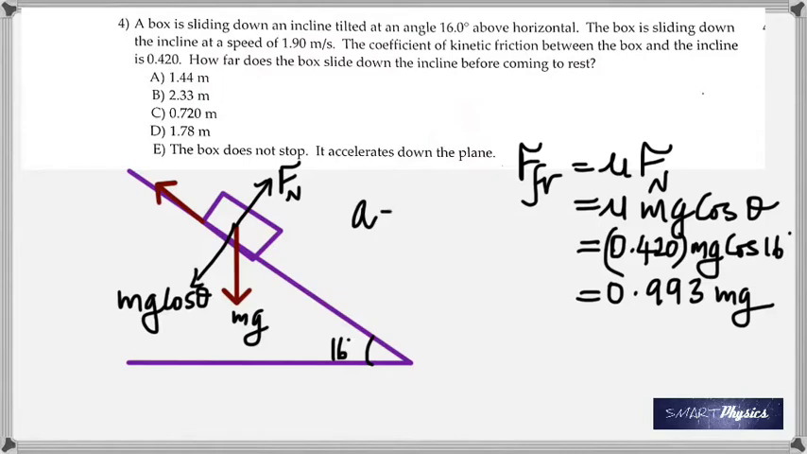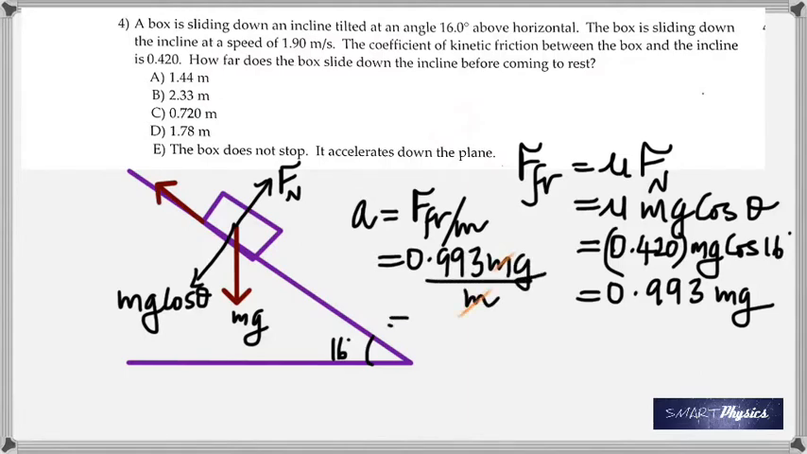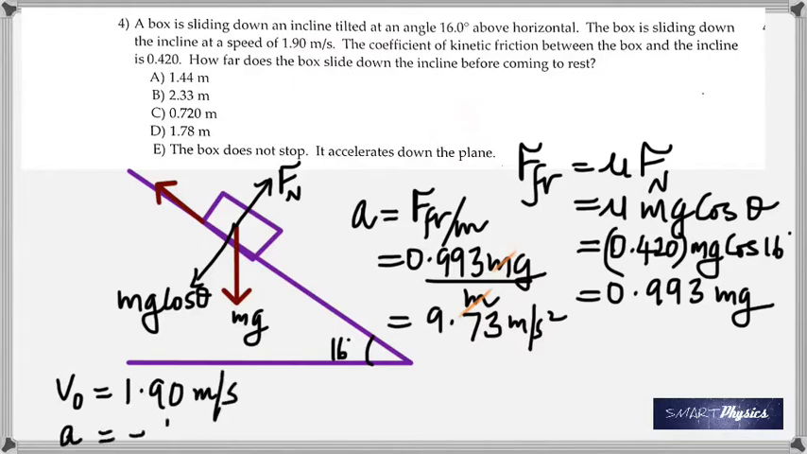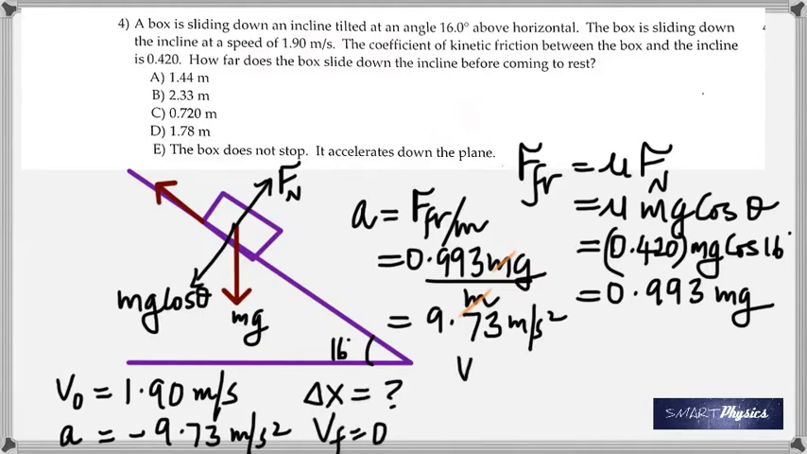And since we are looking for acceleration, acceleration is the net force divided by the mass, which is what we got already divided by the mass. The masses cancel out, and that gives you 9.73 meter per second squared. Once you have the acceleration, you know the initial velocity is 1.90 meter per second. The acceleration which we got just now, it's supposed to be negative because friction is an opposing force. Looking for delta x, and the final velocity is 0.